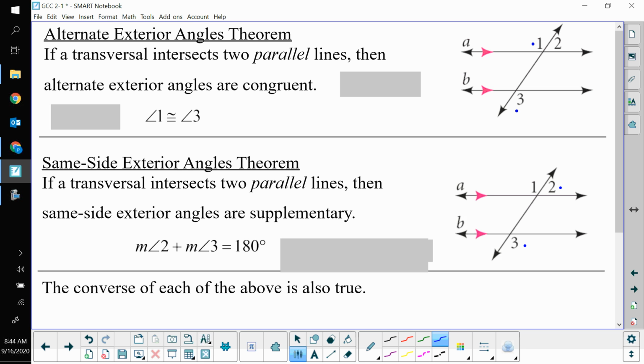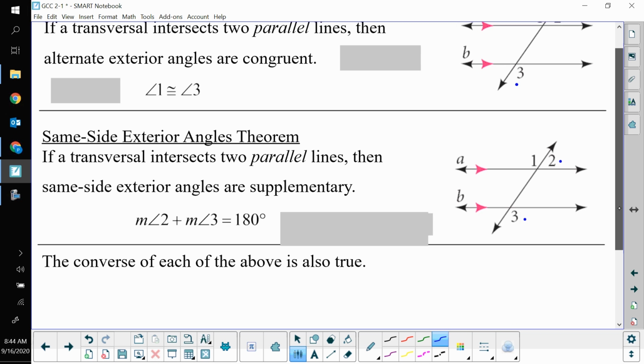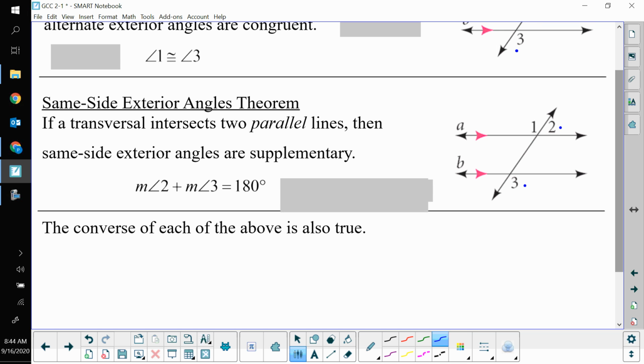And we could prove that the same way we prove the same side interior. We know 1 plus 2 are angles on a line, so they add to 180. We could replace angle 1 with angle 3 because we know they're equal by alternate exterior, so therefore angle 2 plus angle 3 is 180.